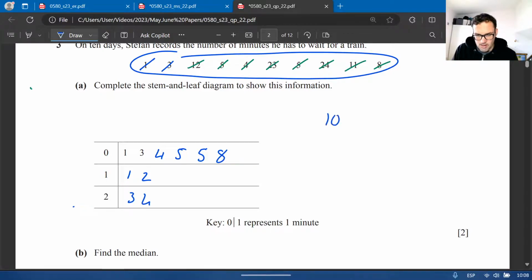We need to do 10, because there are 10 numbers, plus 1, divided by 2, which gives us 5.5, which means the middle is between the 5th and the 6th number. So let's count that. I'm going to use the pencil again. So we got 1, 2, 3, 4, 5. That is the middle right there. So now we got 5 numbers that are smaller and 1, 2, 3, 4, 5 that are bigger. So the middle is between 5 and 8.